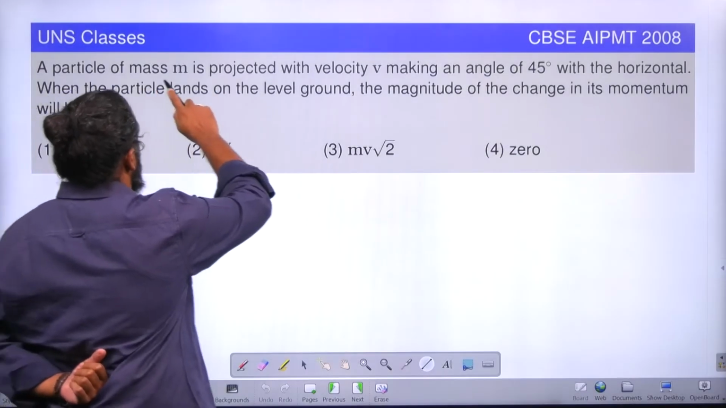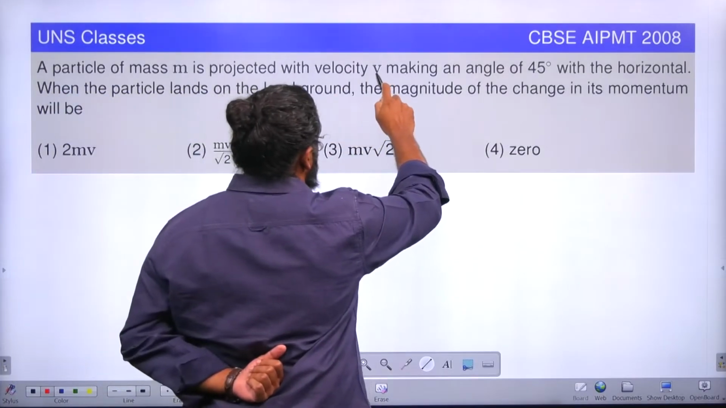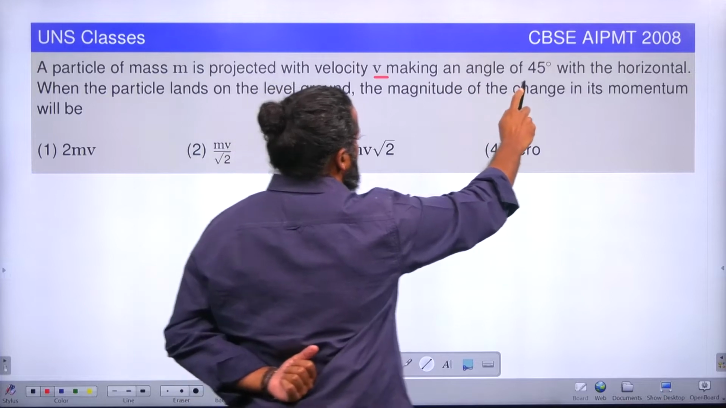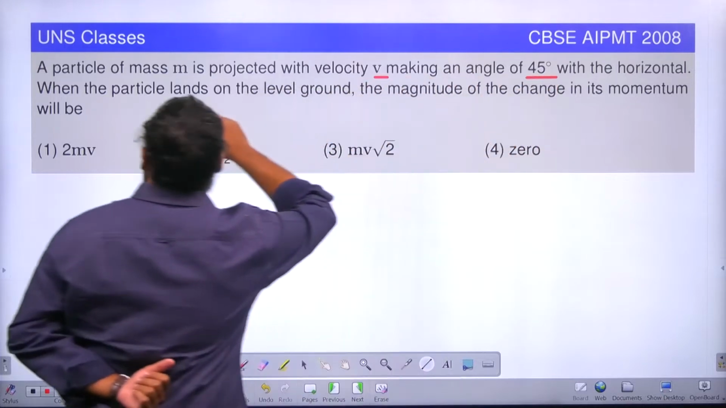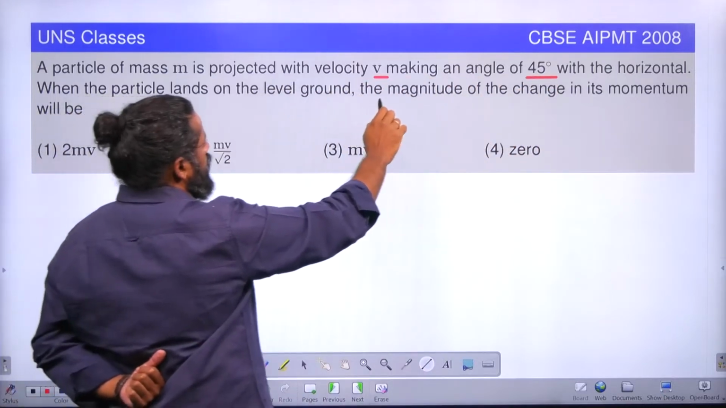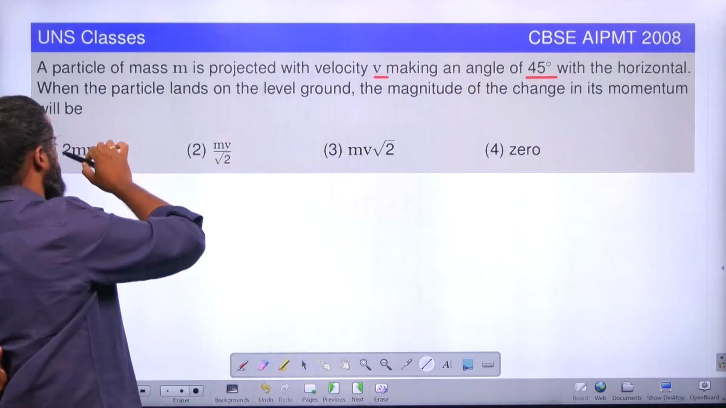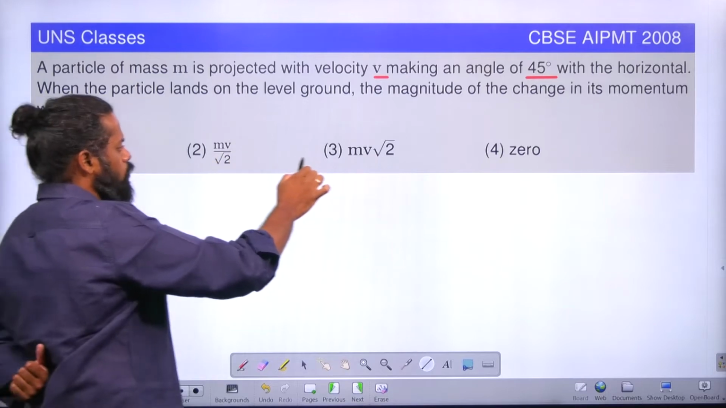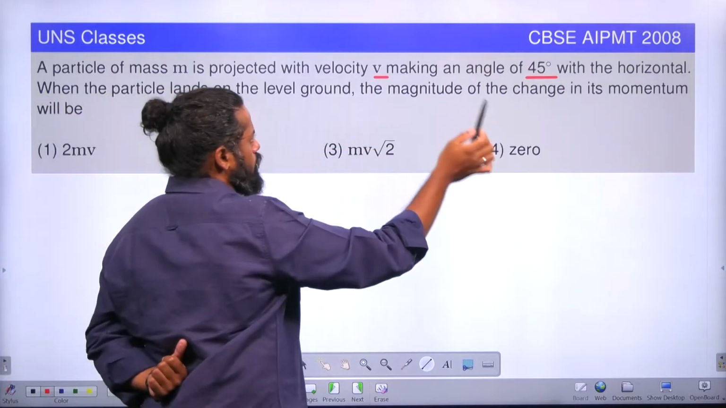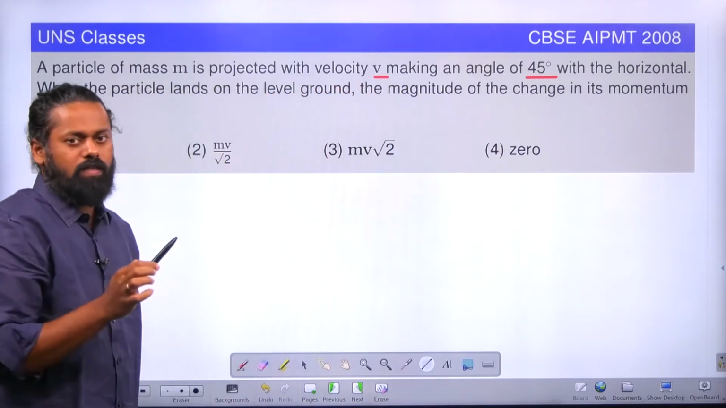A particle of mass m is projected with a velocity v, making an angle 45 degrees with the horizontal. When the particle lands on the level ground, the magnitude of change in its momentum will be, options are given: 2mv, mv by root 2, mv root 2, 0. This is a question from AIPMT 2008.